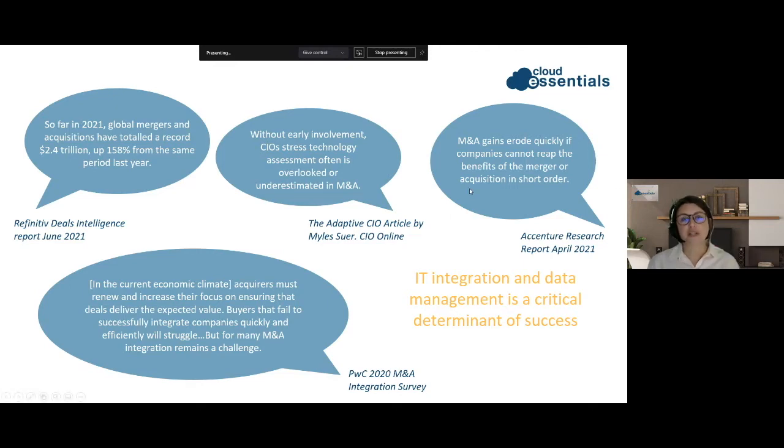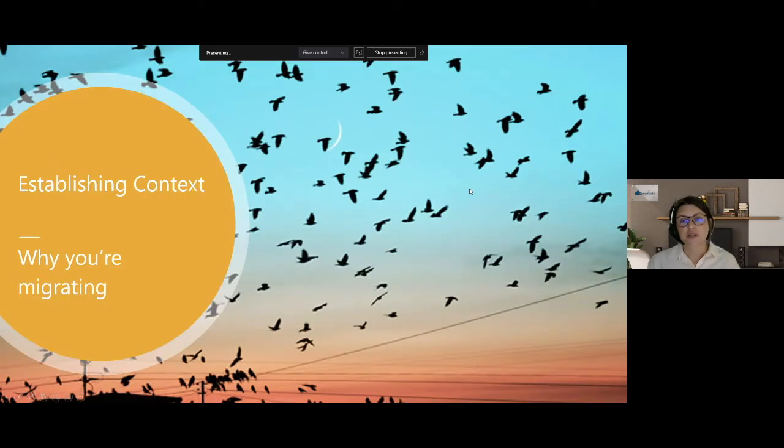Which is why we really wanted to start our conversation with you today around looking at the wider context of migration and how that then flows down deep into planning and designing the project. So I'm going to hand over to Chris to kick that off.